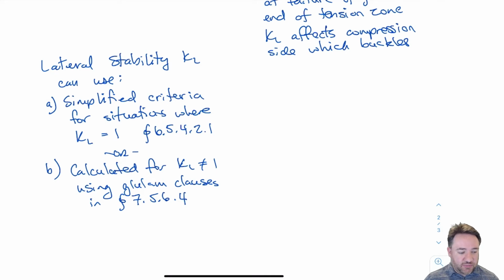So just like for beam compression, we had a slenderness. For beam lateral torsional buckling, we also have a slenderness factor that we can calculate, and that can give us a KL that's not equal to 1. So I can do either case.